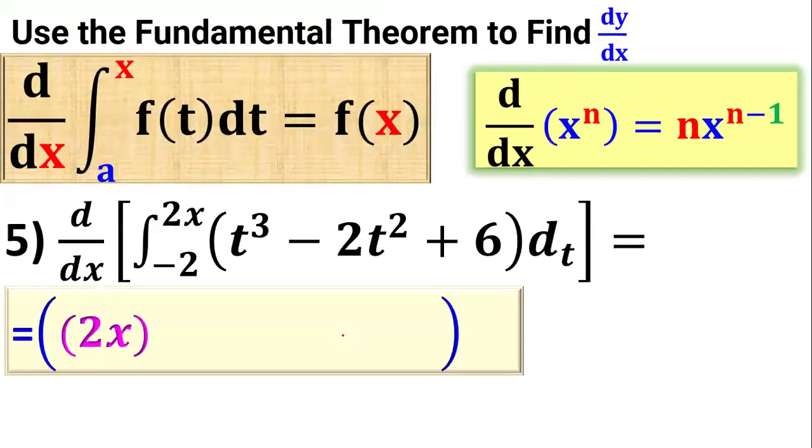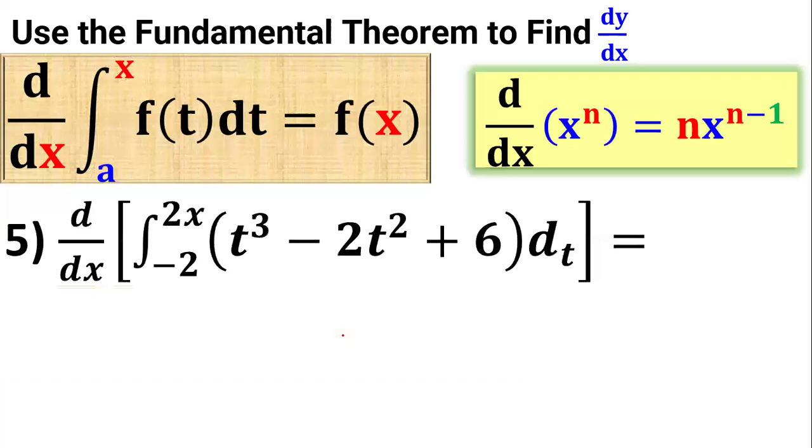Example 5. Okay. So in this question, you need to be careful. By applying the second fundamental theorem, here we have a constant number, and here we have what? x. But here we have what? 2x.